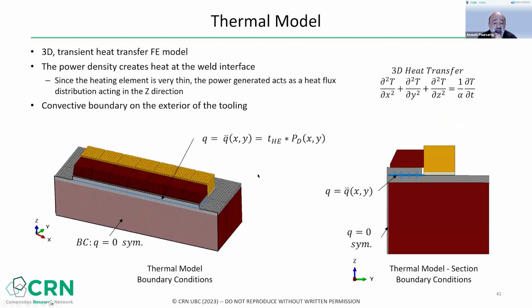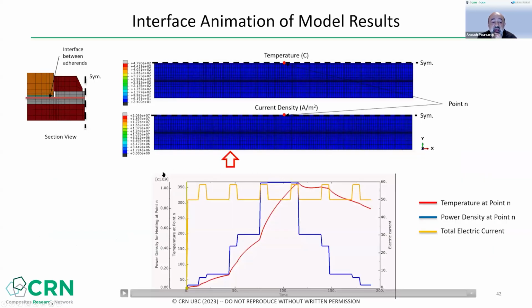So basically what we have is a transient 3D heat transfer model. The power density comes from the electrical model. And we have convective boundary conditions on the exterior of the tooling. So we've got a boundary condition on this side here. We have an upper boundary condition. And based on that, we can run the problem.